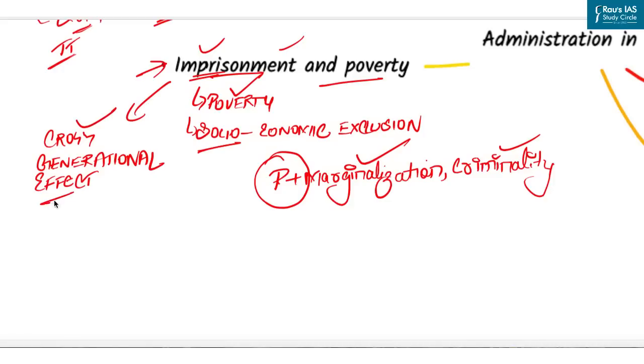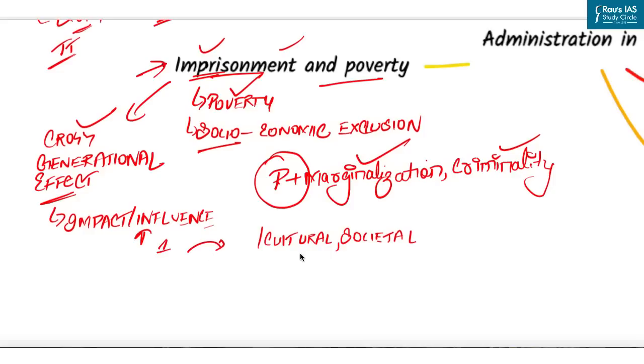Now, what is cross-generational effect? It refers to the impact or influence that one generation has on another, often within the context of cultural, societal, or familial dynamics. So, this is the positive side of generational effect. On the other hand, negative generational effects can occur when harmful behaviors, beliefs, or traumas are transmitted from one generation to another.